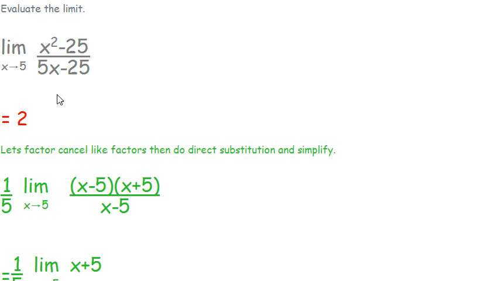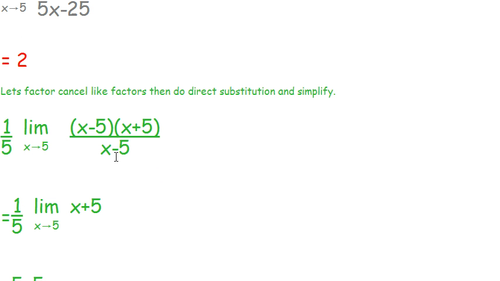You plug the number in, do direct substitution in the very beginning. If you get 0 over 0, right? Let's try factoring if we can. We see there's a difference of squares. Cancel our like factors out, then do direct substitution.